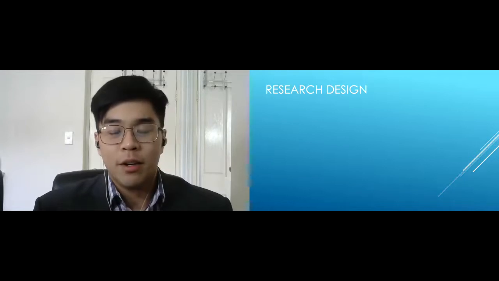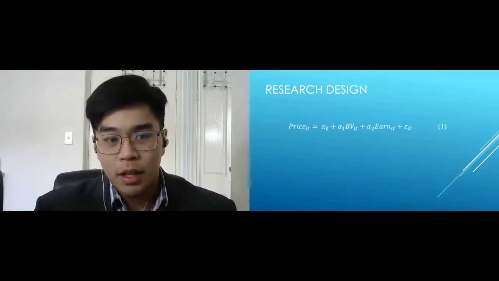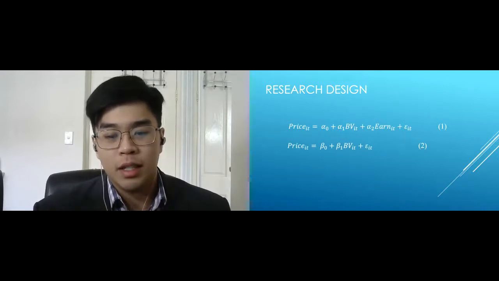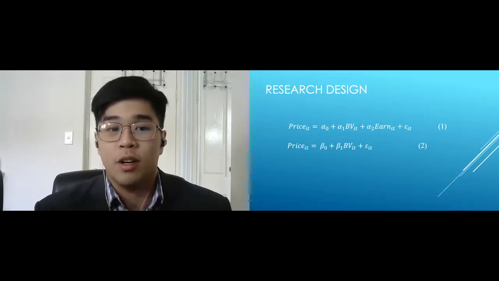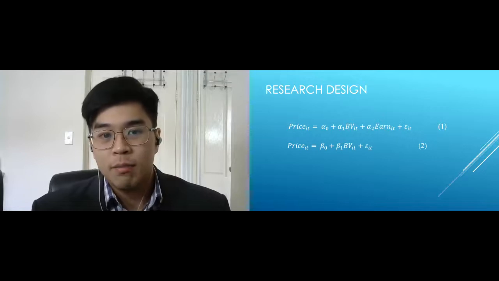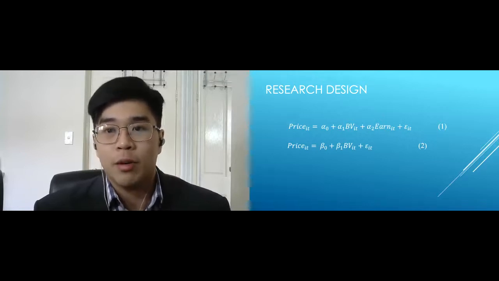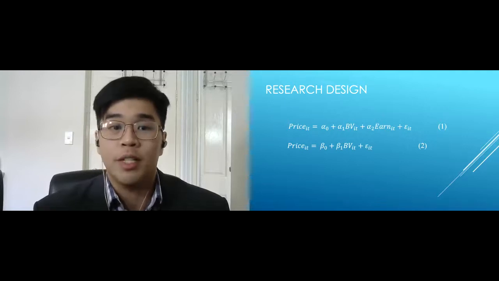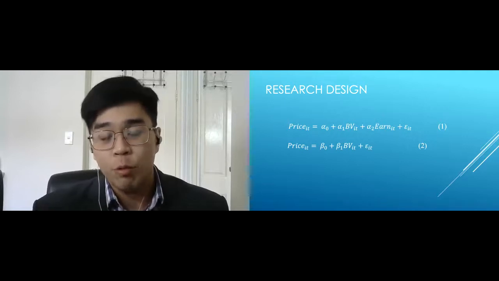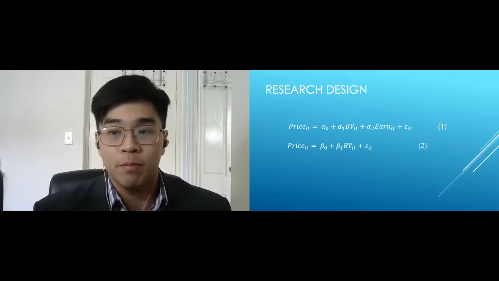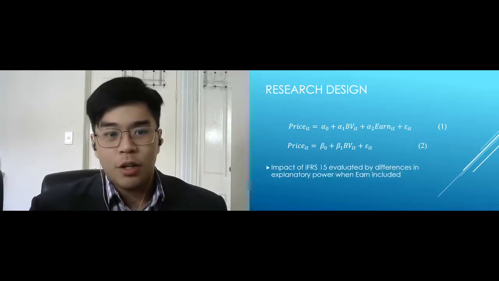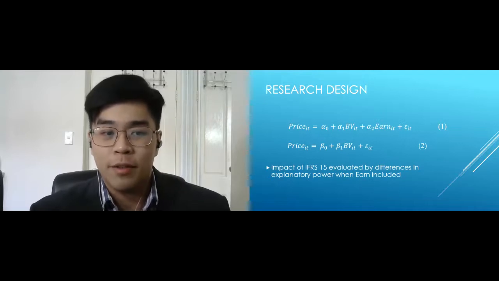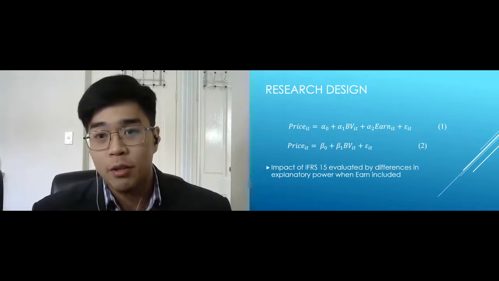In our design, we look at the incremental information content of earnings, by comparing the explanatory power of these 2 models with and without earnings. And so we look at the impact of IFRS 15 by the differences in explanatory power when earnings is included.